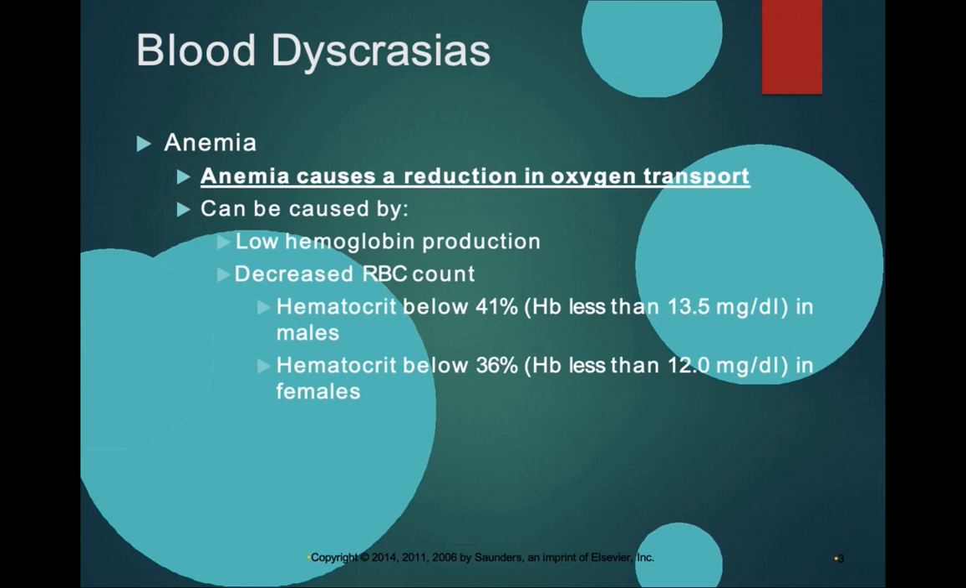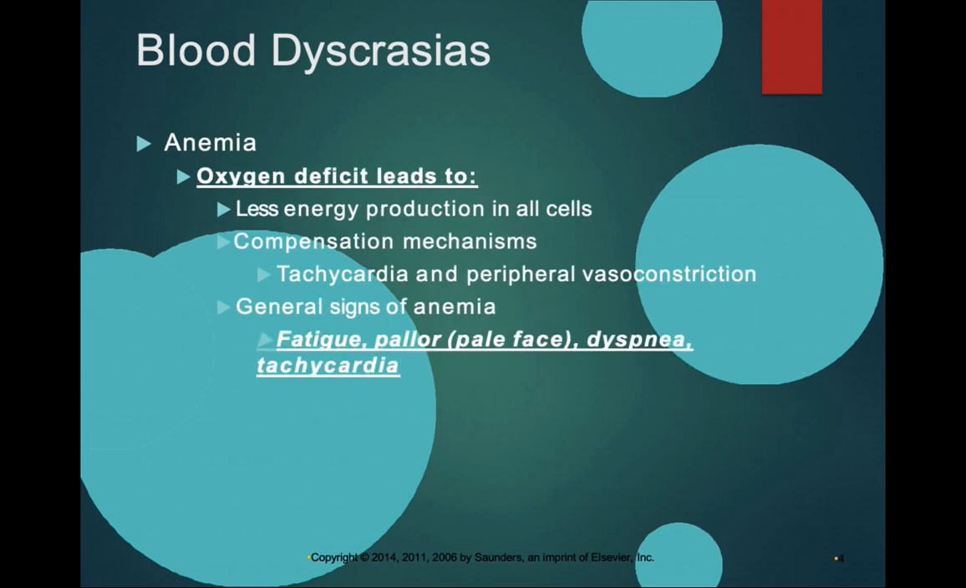There can be a decreased erythrocyte count or red blood cell count. The hematocrit below 41% in males, or hematocrit below 36% in females. Anemia is an oxygen deficit that leads to what? Well, let's think about, why do we need oxygen? The oxygen is needed by the mitochondria of the cell to produce energy. So, if you have an oxygen deficit, then there's less energy production in all the cells.